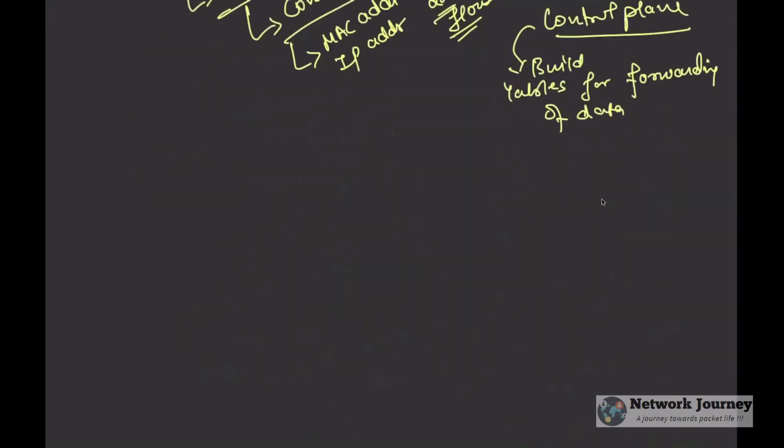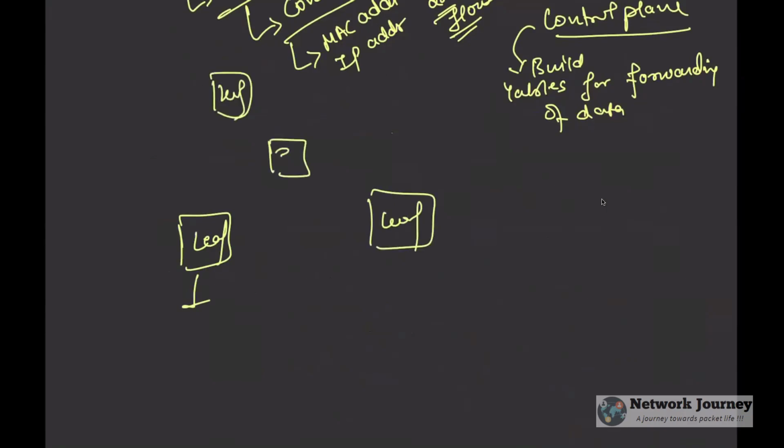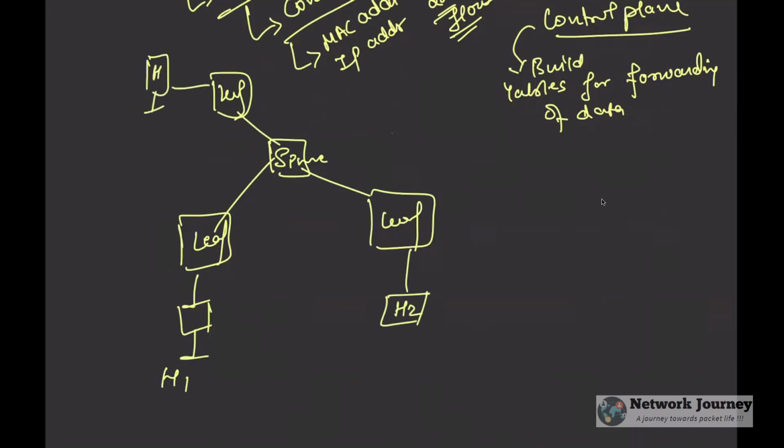So for example, if this is one leaf, this is another leaf, and this is another leaf, all connected to the spine. This is a very simple topology I'm making. Then there is a host connected here, a host connected here, and a host connected here. This host has MAC address A and IP address 1, MAC address B and IP address 2, MAC address C and IP address 3.